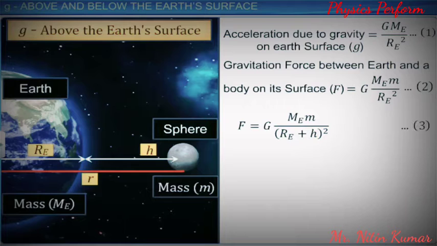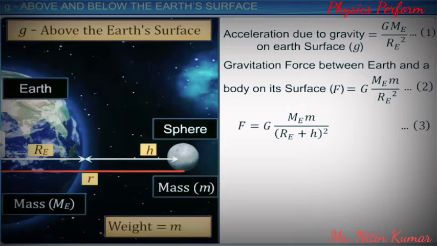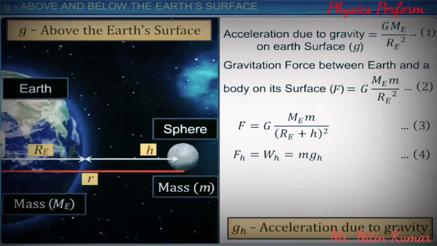Since the weight of the body is determined by the product of its mass and acceleration due to gravity at a given height, the weight of the body at a given height is expressed as in equation 4. Fh equal to Wh, which is equal to m into gh. In this equation, gh is acceleration due to gravity at a given height from the surface of the Earth. We can obtain acceleration due to gravity at a given height by equating 3 and 4.